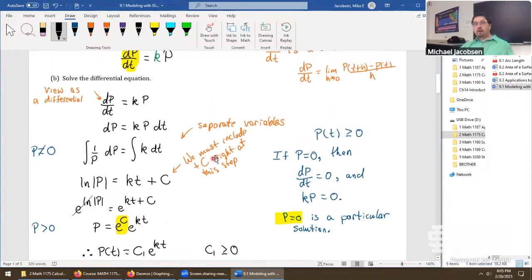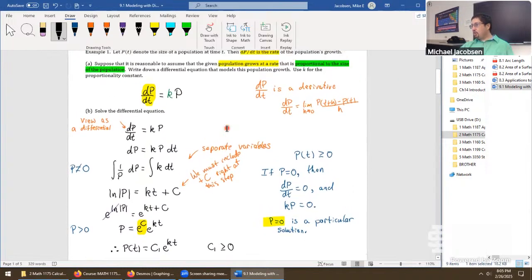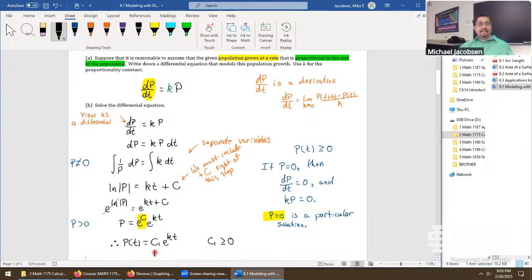Well, we did it, folks. Our claim here altogether is that, let's go all the way to the top, if the population grows at a rate that's proportional to its size, then the formula for the population is that, because it was a solution to the underlying differential equation right up here. So we found a solution. Any questions at all, folks, on that process?